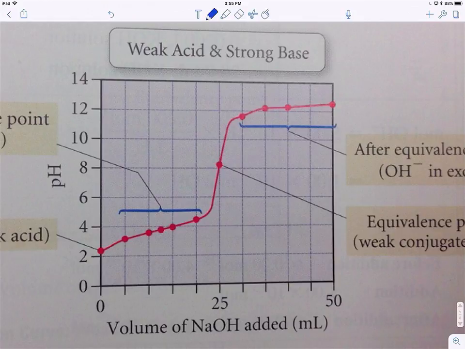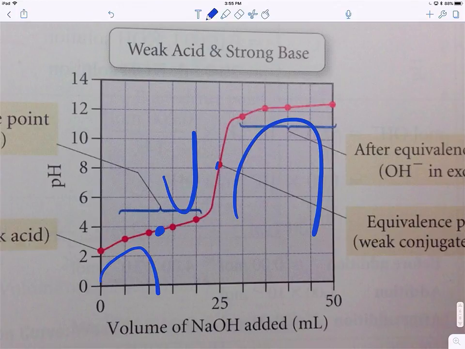Some things to note. There's an inflection point here. It goes from concave down to concave up, and then we have another inflection point here. So there's a couple of inflection points. This one right here, that I'm writing with an X, that's the equivalency point. That's where the moles acid equals the moles base. And a weak acid and a strong base is going to have an alkaline salt. So the equivalency point is above 7.